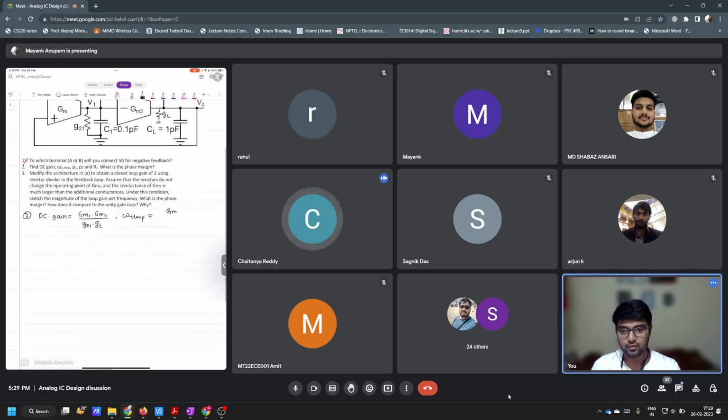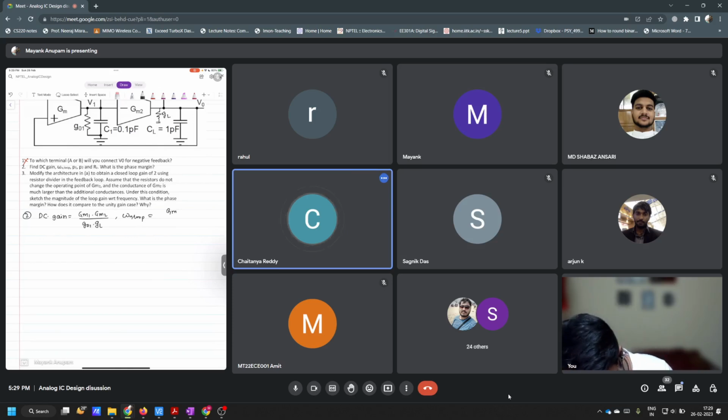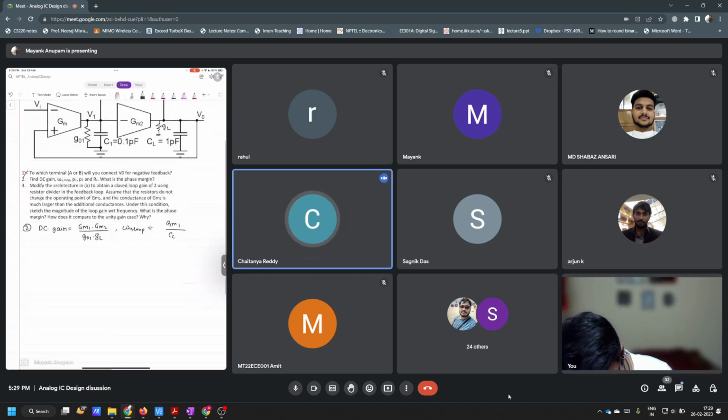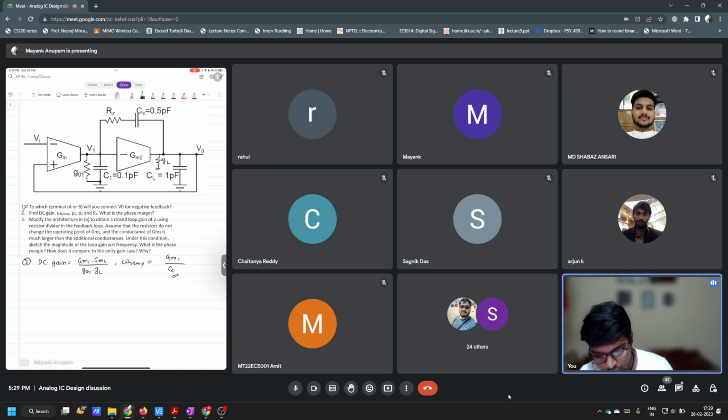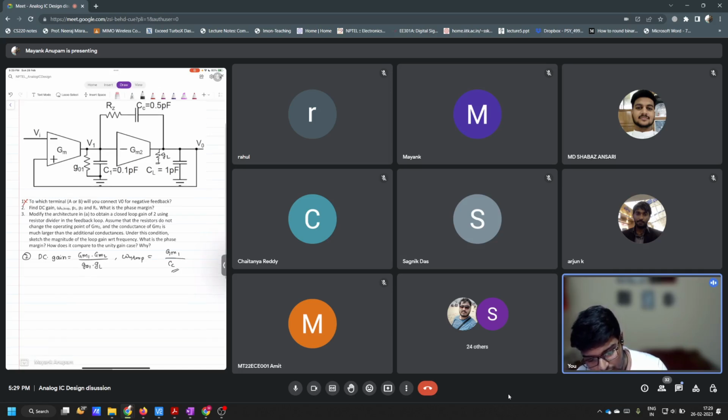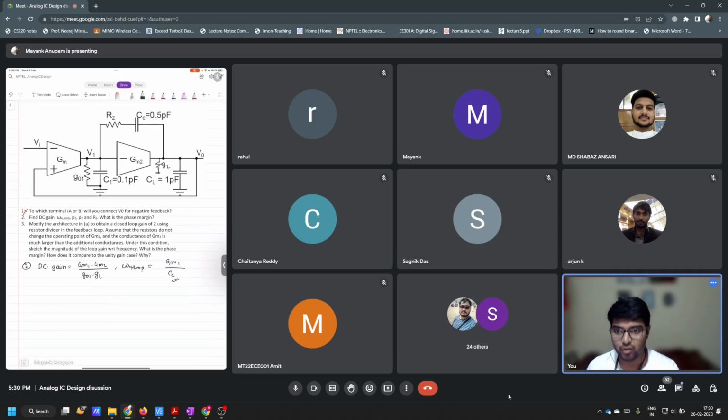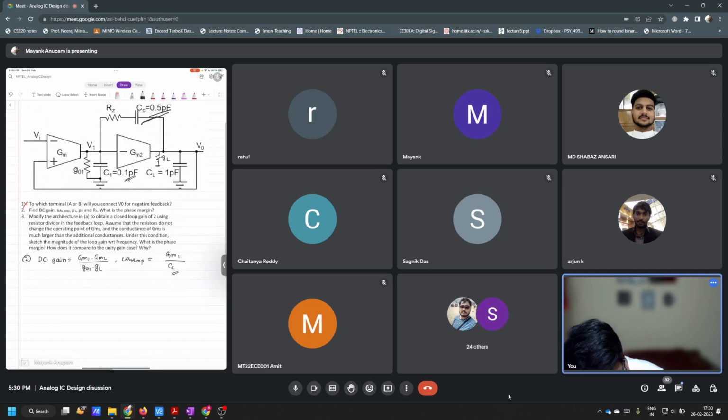You are muted. It will be GM1 by CC. This is the approximate location, right? Whenever you are told to find out the omega u loop, you should also check whether the approximation is holding true or not. Approximation here cannot hold true, since there is only a factor of 5 between CC and C1. So a better result would be to write GM1 divided by CC times GM2 divided by GO2 GL.